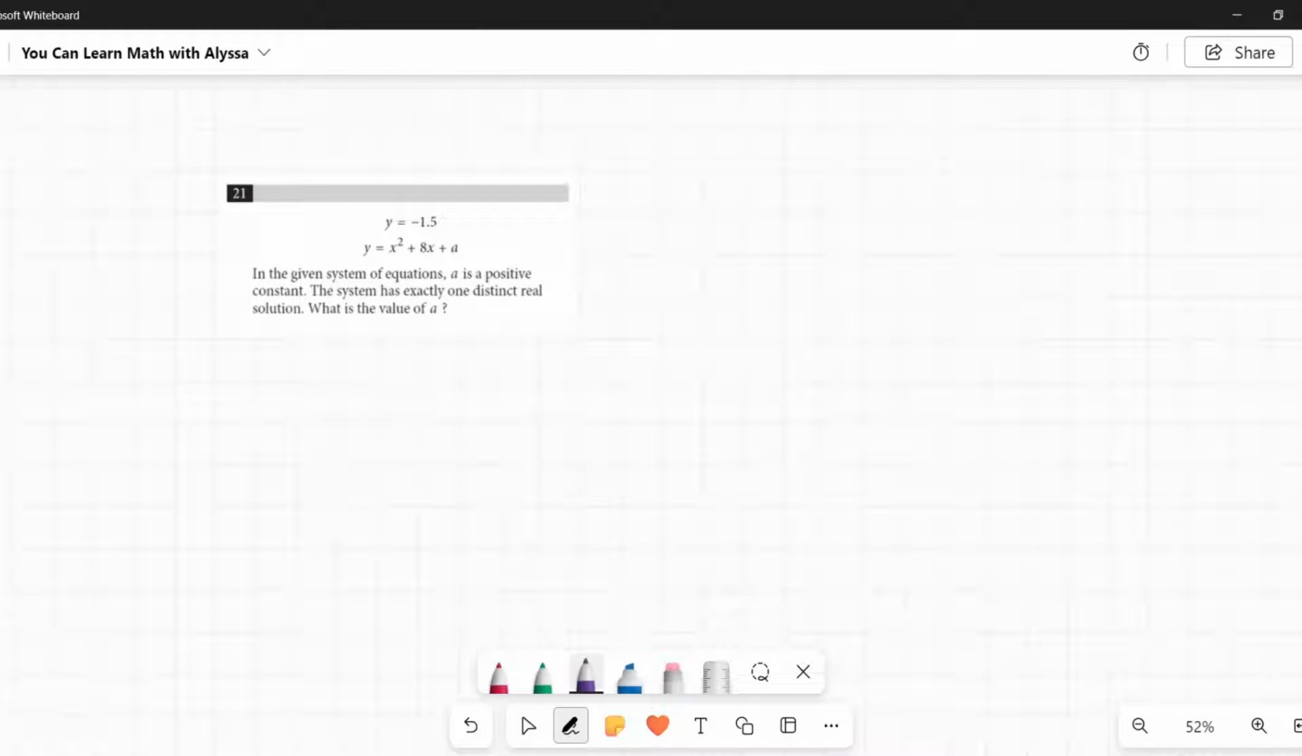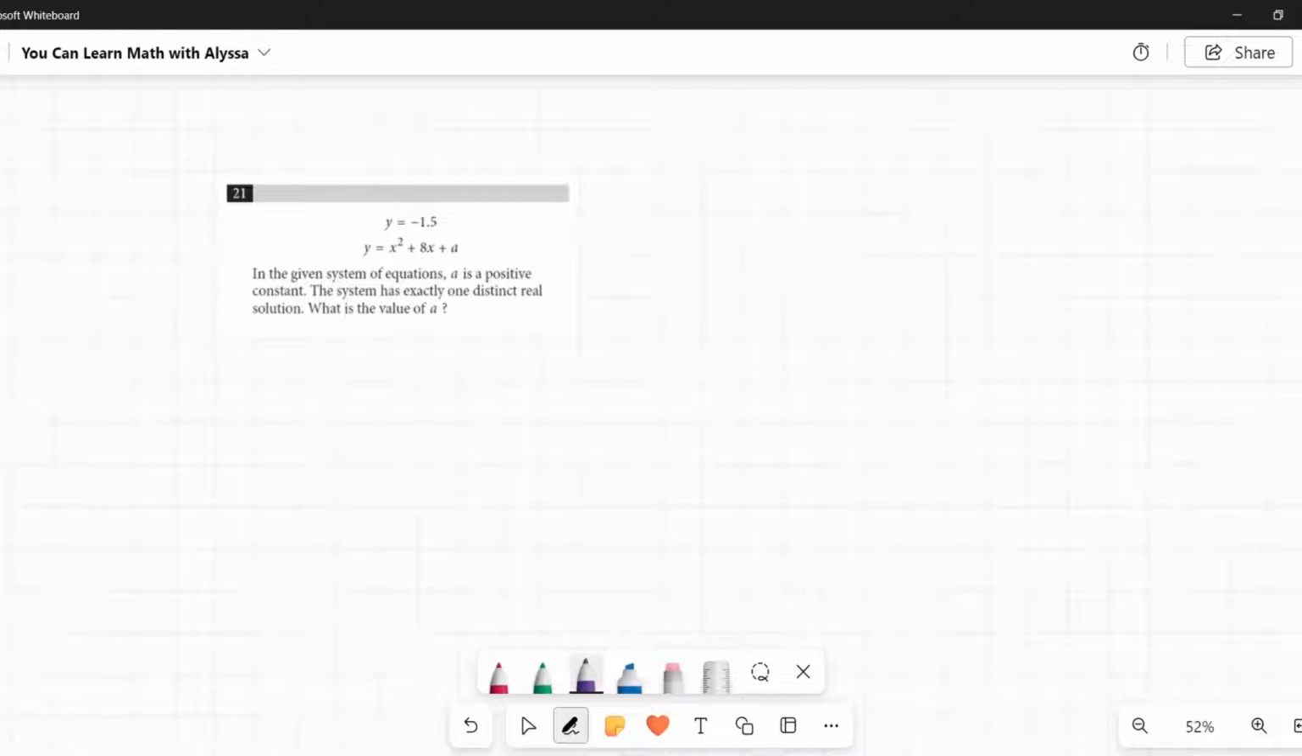y equals negative 1.5 and y equals x squared plus 8x plus a. In the given system of equations, a is a positive constant. The system has exactly one distinct real solution. What is the value of a? Okay, so a system of equations.